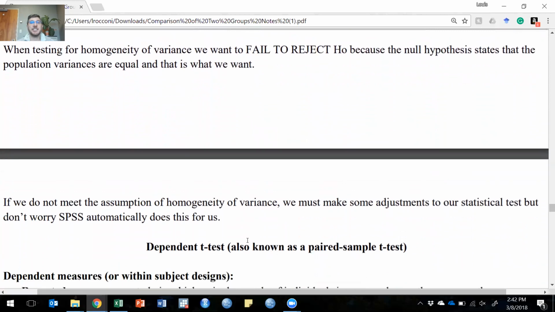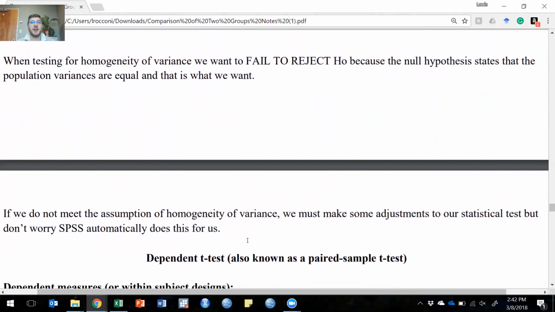If we don't meet the assumption, it's okay. We make some adjustments to the degrees of freedom and to the standard error, but SPSS automatically does this for us. To see how to run the independent samples t-test in SPSS, check out that video online.